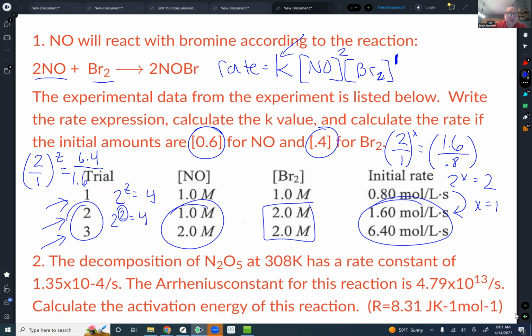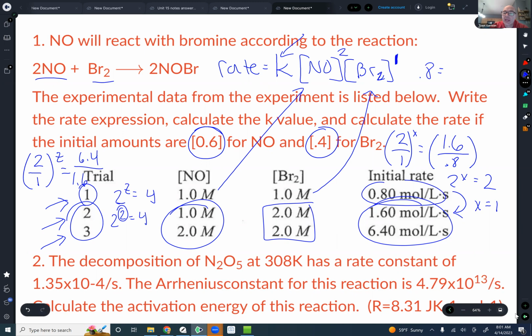I'm going to plug in trial 1. So I'm going to substitute this data for here and this data for here. So I have rate is equal to 0.8. This is my rate, is equal to K times 1 squared times 1 to the 1. Well, that's pretty easy, right? Because 1 squared is 1 and 1 to the 1 is 1. So my K is going to be equal to 0.8.